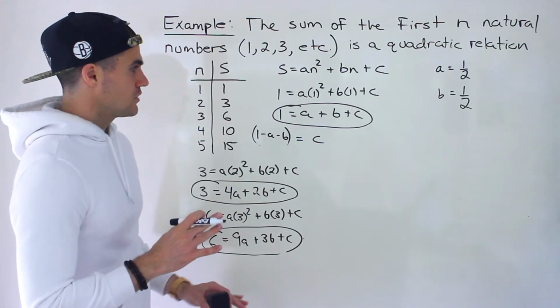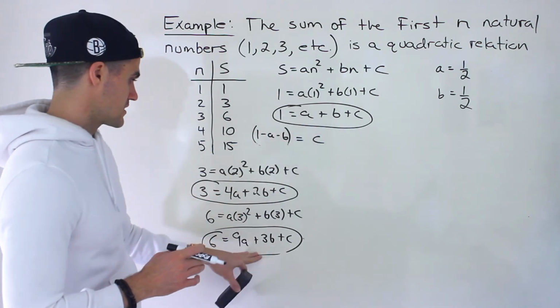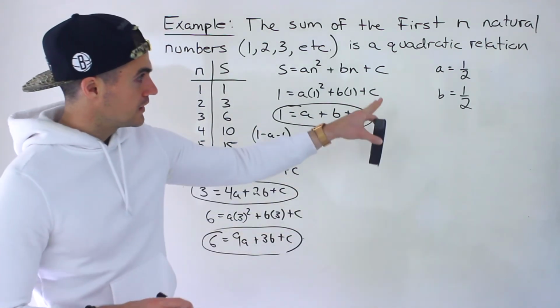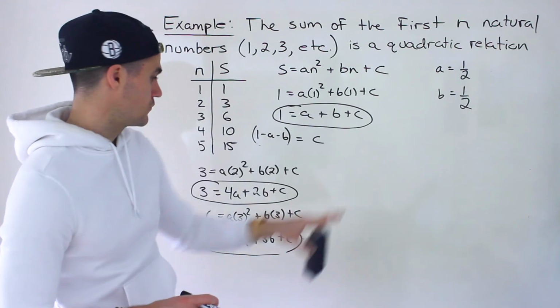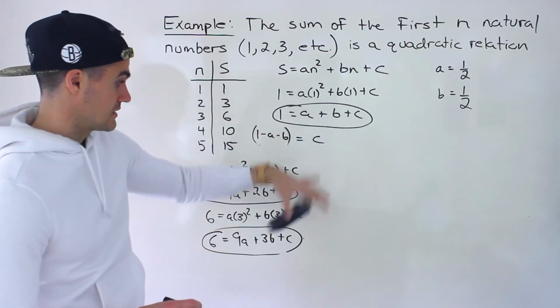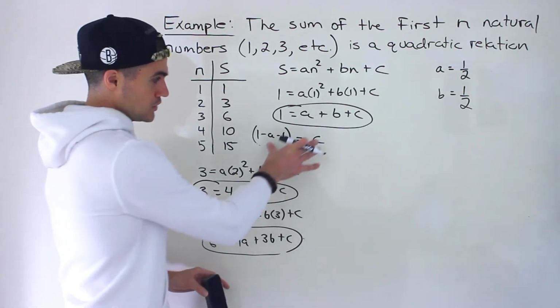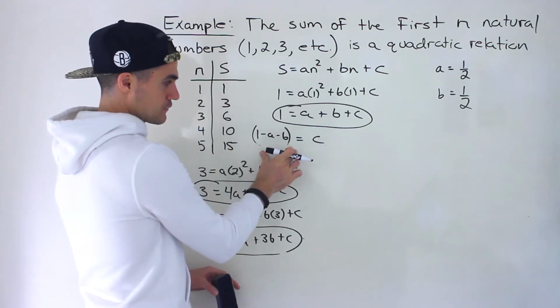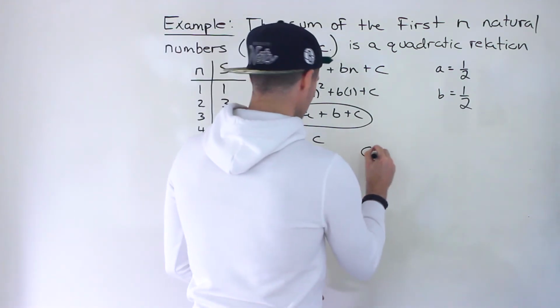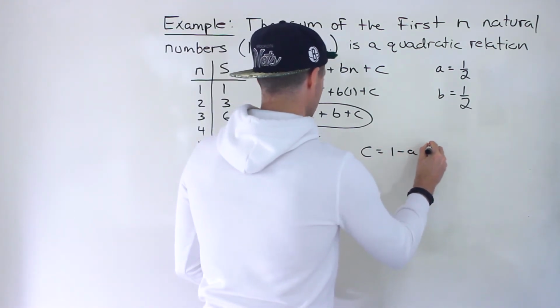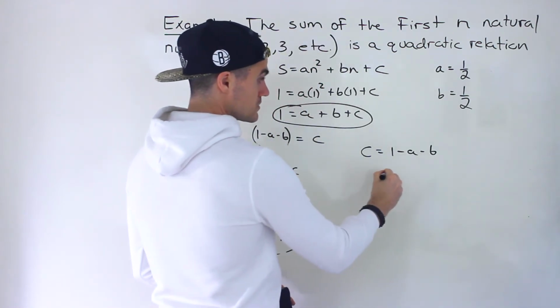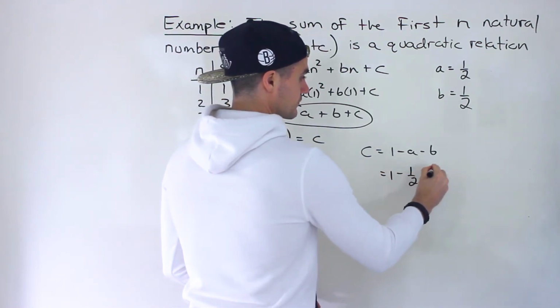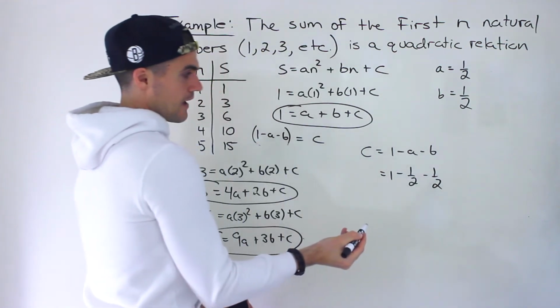Now the c value you can find from any of these equations over here, right? You could plug in an a value of 1/2, a b value of 1/2 for either of these, and then just isolate for c. I'm going to use this over here. Notice we already isolated for the c here. So we're told that c is equal to 1 minus a minus b. Well, we could just plug in those, like that.